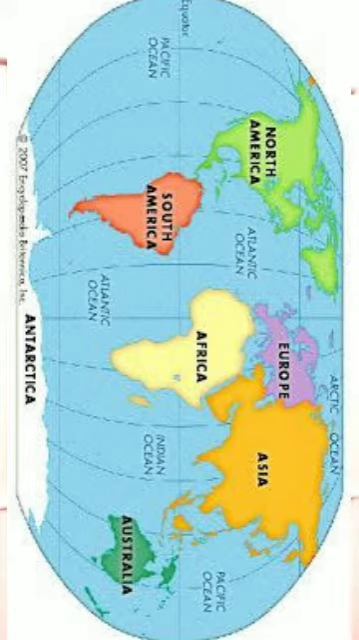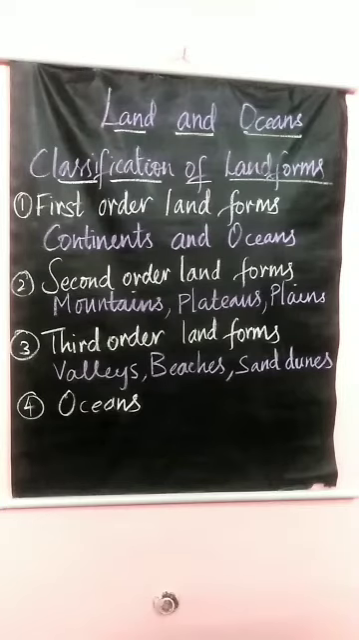Children, how many continents are there in the world? There are 7 continents. What are they? Asia, Africa, North America, South America, Antarctica, Europe and Australia. Apart from continents, there are 5 oceans, isn't it? What are they? They are the Pacific, Atlantic, Indian, Southern and Arctic Ocean.